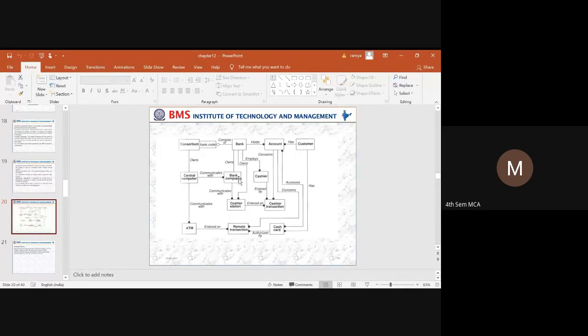Later this bank computer will communicate with the cashier station. This cashier station will be owned by a particular bank, and to enter all the details, this bank is going to employ the cashier. So what will the cashier do? The cashier is going to enter all the cashier transactions in the cashier station. So this is how the entire ATM is going to work.